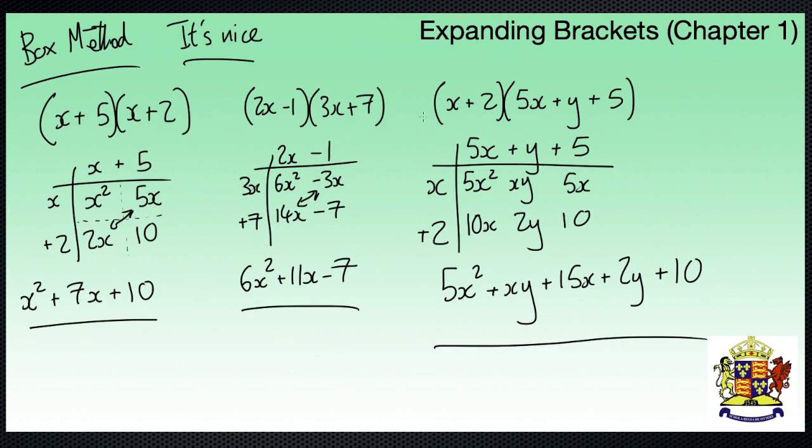And one thing that's good about the box method is, if I have 3 here and 2 here, I'm expecting 6 results. So if you do the box method, it's impossible to leave a gap and leave one out. Okay? Well, we can tackle some more ones with the box method.